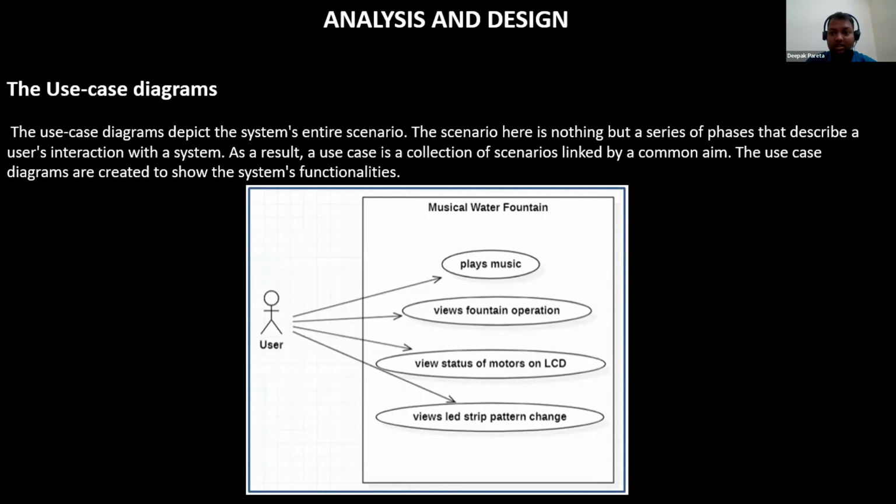So coming to our use case diagram, a use case diagram basically represents different use cases that a project might have. First, the project needed to play music. Second, it should show different views of the fountain operation. Third, it should show the status of motors and everything on an LCD screen that was connected inside the project. And then we have the different views of LED strips, which were also like a dancing pattern.